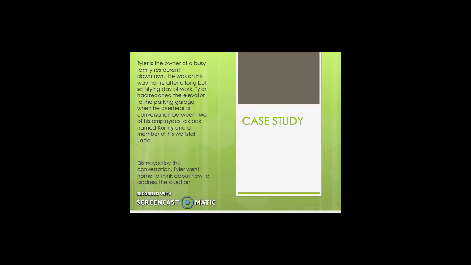Now, in your interactive notebook, you're going to see a spot where you're going to answer those 3 questions. But I want to see if you can hold off on answering those questions until you read through the rest of the entire chapter so that maybe you can have a more educated response. So, Tyler is the owner of a busy family restaurant downtown. He was on his way home after a long but satisfying day of work.